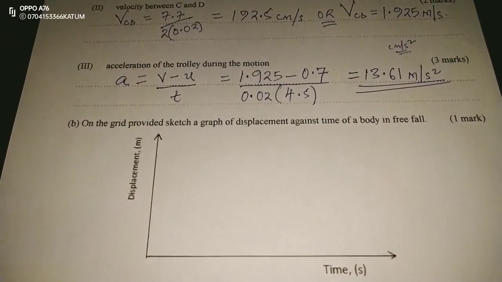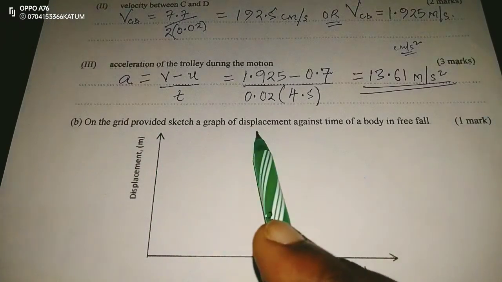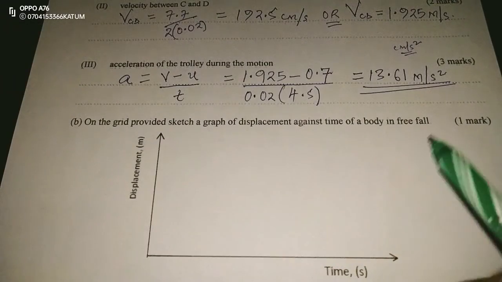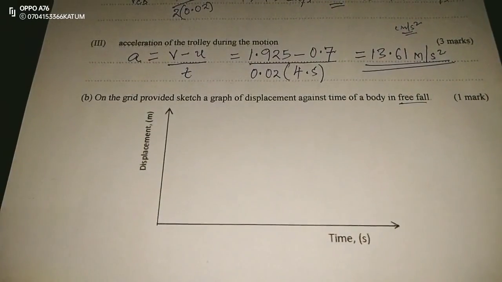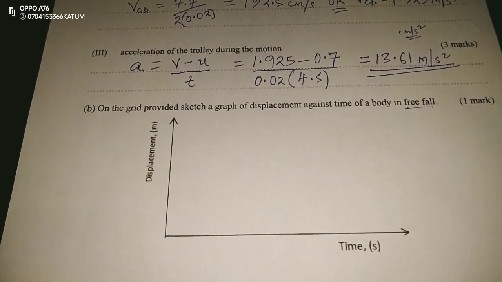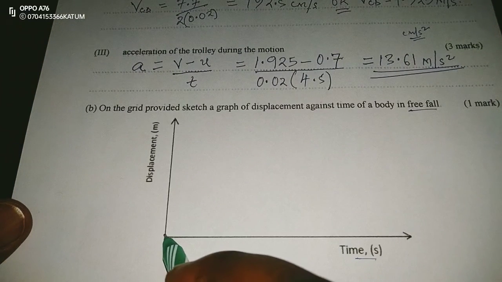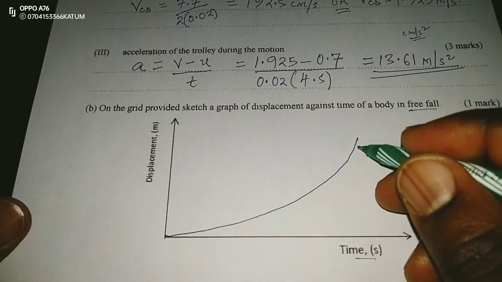Finally, we have a graphical question here. On the grid provided, sketch a graph of displacement against time of a body in free fall. When a body is in free fall, it should be noted that the body is accelerating towards the earth, and because it is accelerating, a displacement-time graph will be curved like this. This is a free fall.